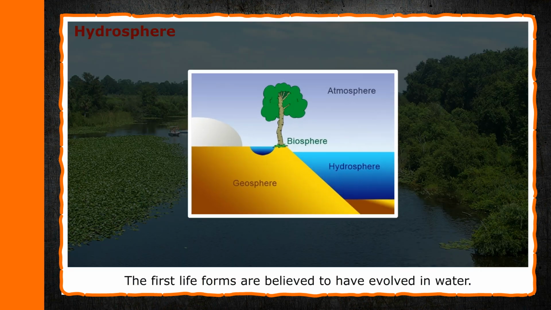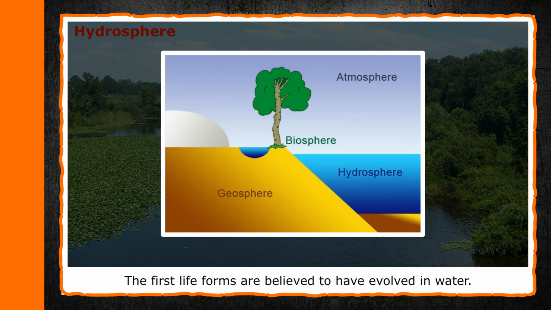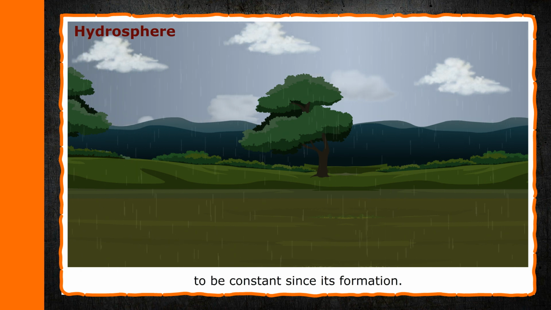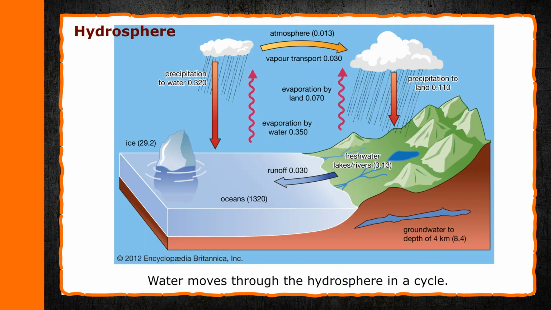The first life forms are believed to have evolved in water. Every life form on Earth is directly or indirectly dependent on the hydrosphere. Hydrosphere plays a very crucial role in regulating Earth's temperature and climate. The amount of water present on Earth is believed to be constant since its formation. Water moves through the hydrosphere in a cycle. This cycle is called the water cycle.